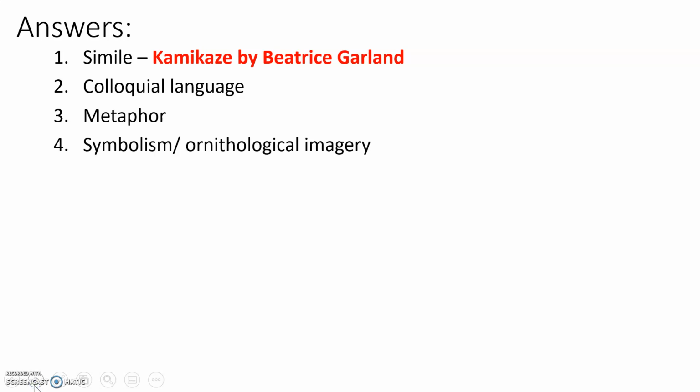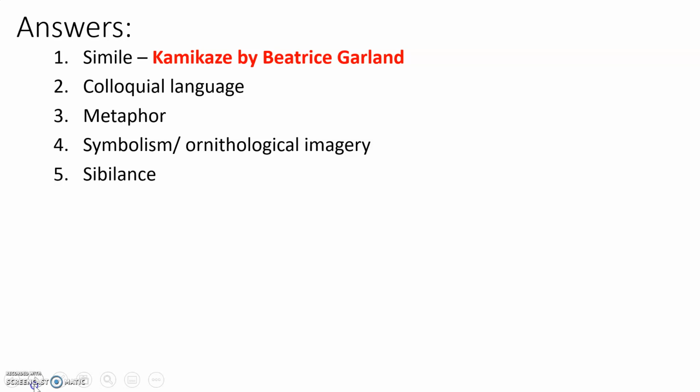Number 4, you could have had a few answers here. The bird being released from its cage, we may have referred to as a symbol or symbolism. But more precisely, you may have had ornithological imagery, the imagery of birds, which represents a wider idea, in this case, symbolic of freedom.